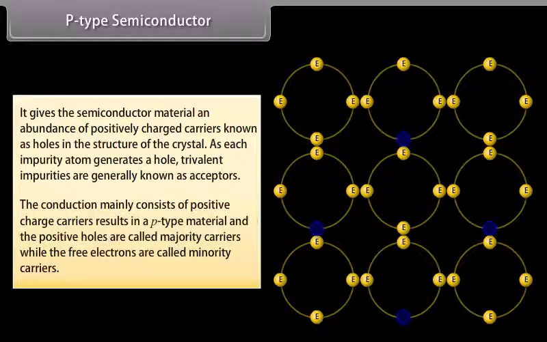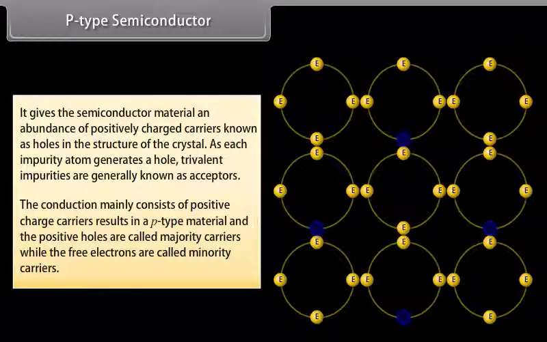The conduction mainly consists of positive charge carriers, which results in a p-type material, and the positive holes are called majority carriers while the free electrons are called minority carriers.